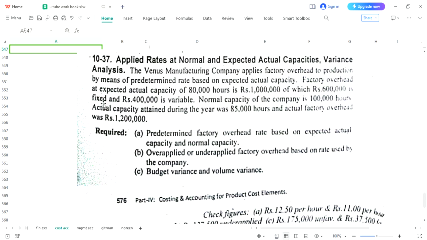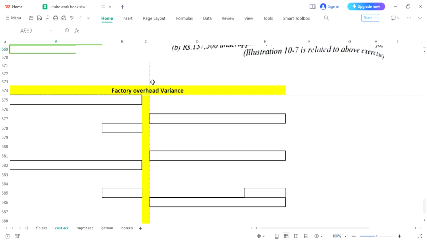Today's target is to solve question number 10.37, and the chapter is factory overhead variance. As you have a better idea, we have solved around 20 questions, and each and every question was solved on the basis of calculation of variance. Still, we are at 10.37 and you can see the proforma or the format is still the same.